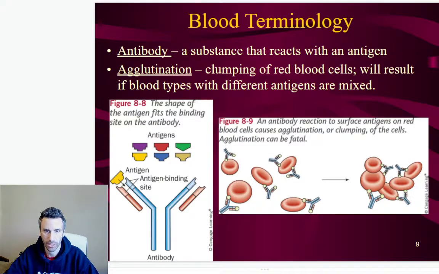So here you have the antibody. Let's say it's an A antibody. This would be an A antigen. You can see that the shape is the same. It fits, and it would cause clumping to occur.